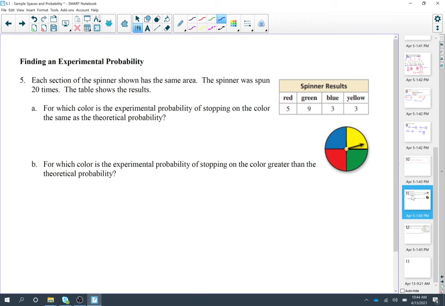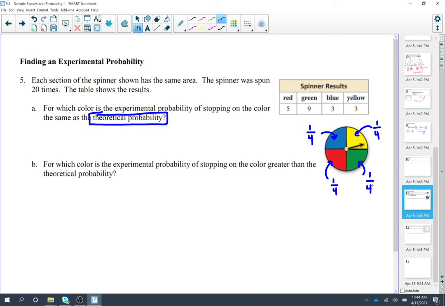Well, let's start with the theoretical probability. In theory, if I'm looking at this spinner, it looks to me like I've got 1/4 chance of stopping on blue, 1/4 chance of stopping on yellow, 1/4 of stopping on red, and 1/4 of stopping on green. So that's my theoretical probability.